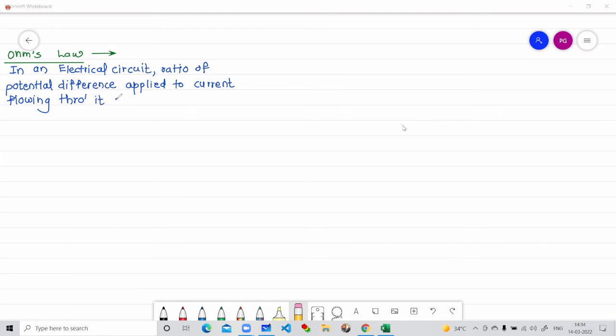Flowing through it is constant. Okay. The ratio of the potential difference applied to the current flowing through the circuit is constant when temperature is constant.